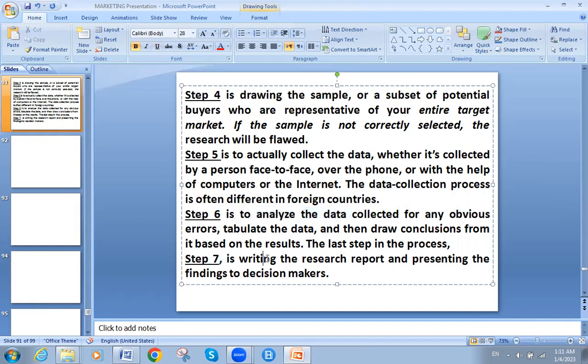Step 7 is writing the research report and presenting the findings for the use of the decision makers. Usually, don't forget that the research is done for making a decision. The final purpose of the research is to make a good decision, because it will depend on real data.